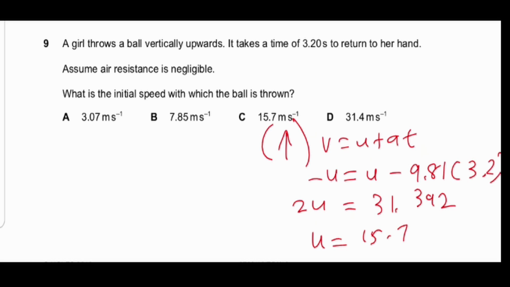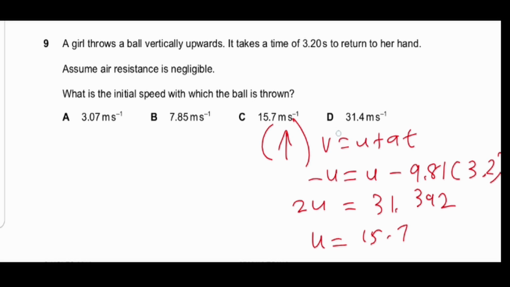Question 9, if you want to solve using the kinematics equation, you have to use v equals u plus at. Now, why v equals u plus at? Because you want to find the initial speed. Now, you must remember what we always do is we take the initial motion as positive. So since you're moving up, up is positive.